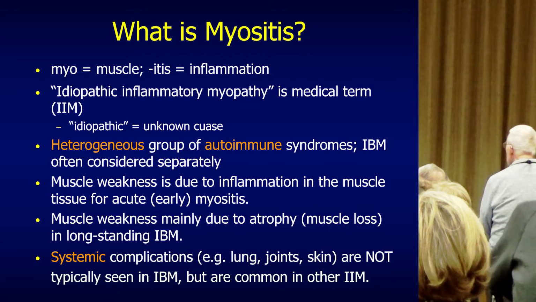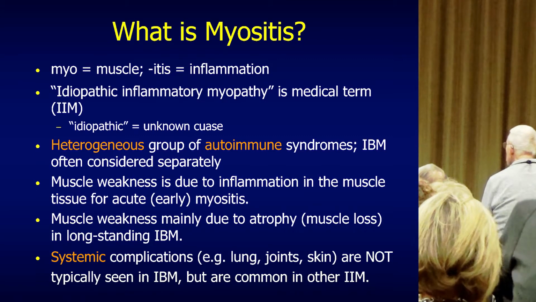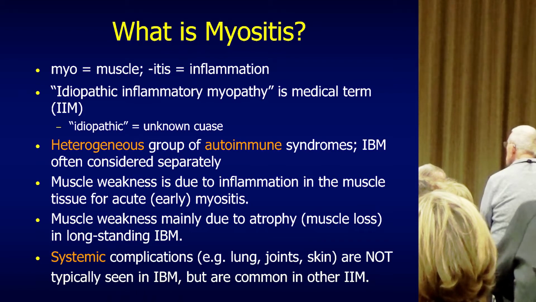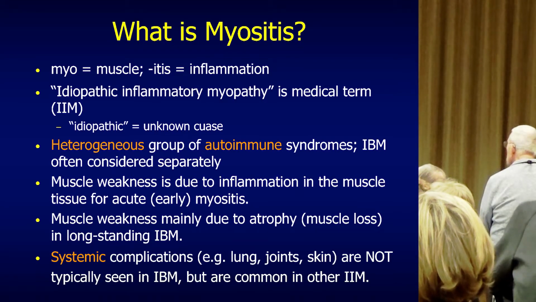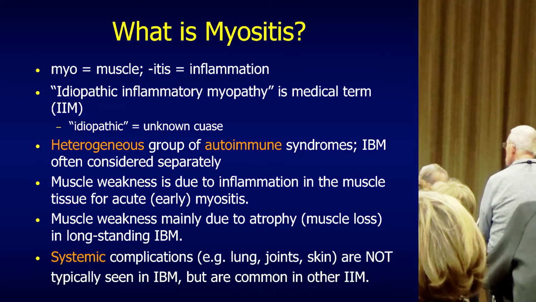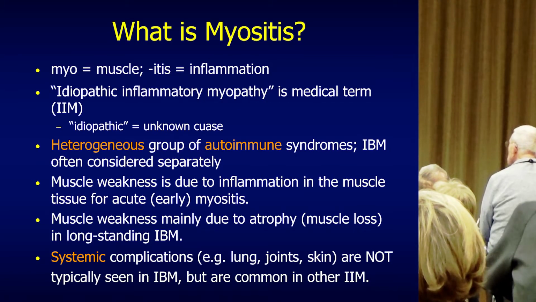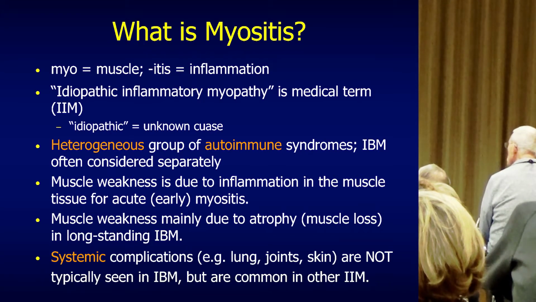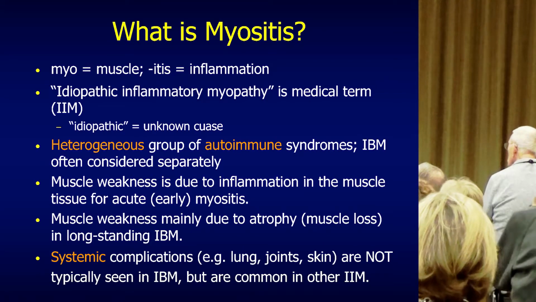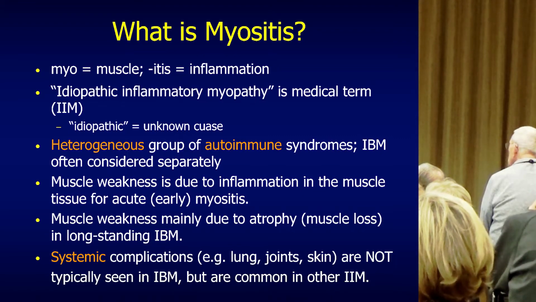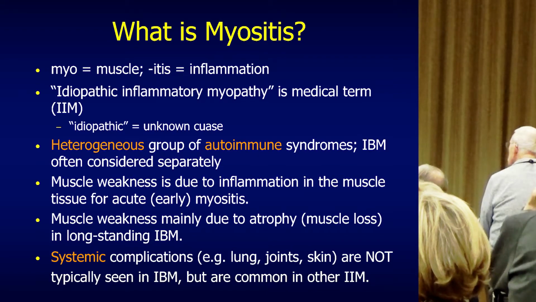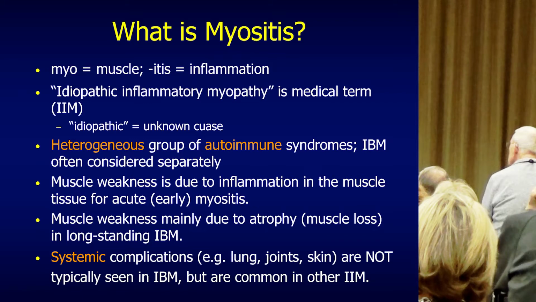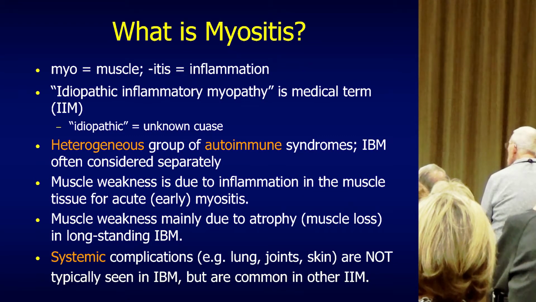And often IBM is considered separately. That's why we have a Myositis 101 for IBM, and down the hall there's one on all the other forms of myositis. I'll explain the reasoning for that in a minute. In most other forms of myositis, the muscle weakness is really caused by the inflammation itself, meaning the inflammatory cells that are in the muscle are releasing factors that are causing the muscle to be weak. In IBM, on the other hand, it's a slow loss of muscle. So it's muscle atrophy that is the underlying driver of weakness rather than the inflammation.